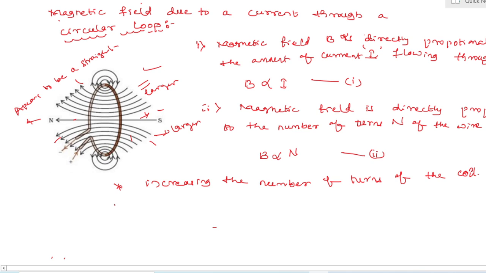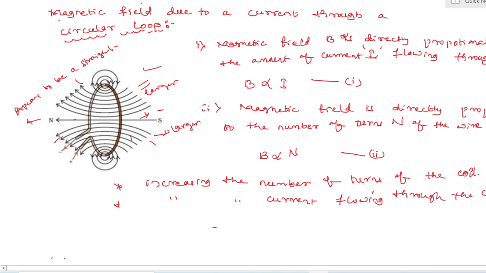Second, increasing the current flowing through the coil. Yes, my dear students, let us observe one second.